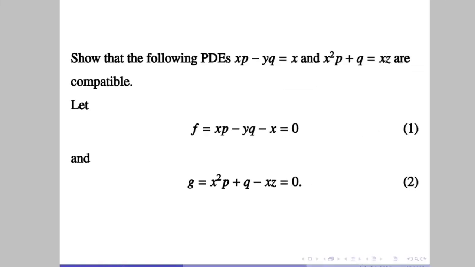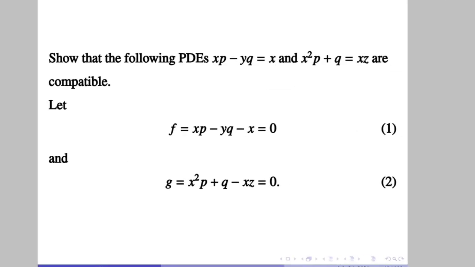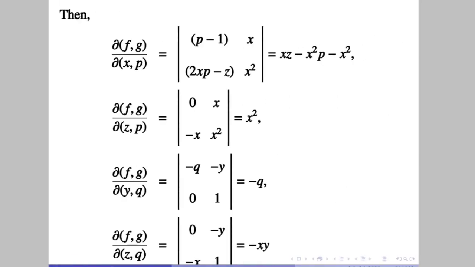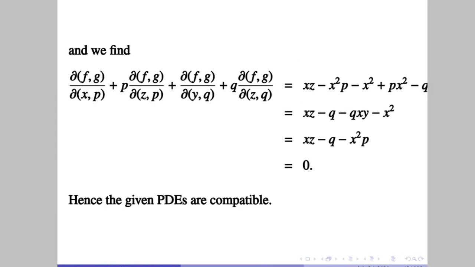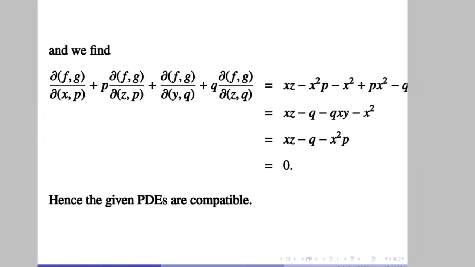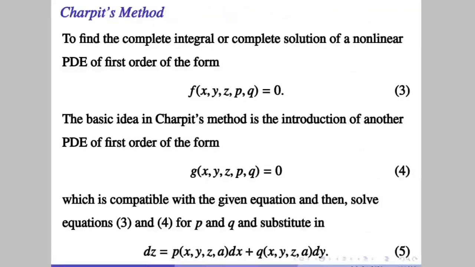So this is the compatible condition, and we are going to prove with one example in which the two partial differential equations are compatible. So xp minus yq is equal to z, and x square p plus q is equal to xz. So we are bringing everything to one side, f is equal to xp minus yq minus z equal to 0, and g is of this form. Next we are finding the compatibility. What are the values given in the compatible condition? We are finding and substituting. We are getting 0. So therefore the given two partial differential equations are compatible.